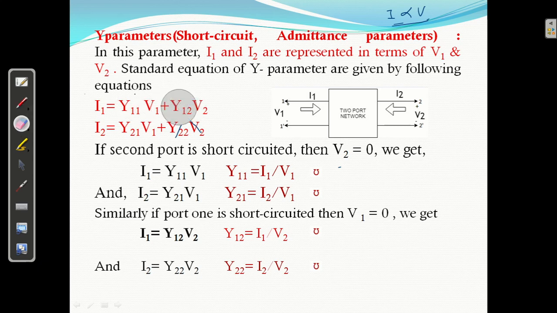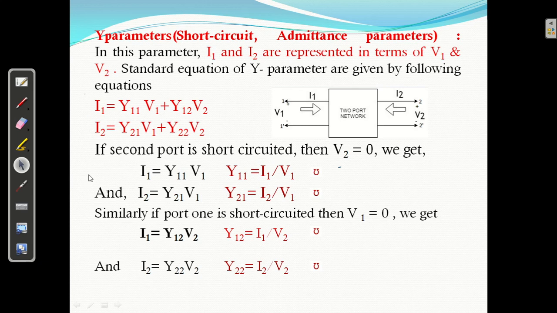If port 1 is shorted, V1 will become 0, meaning this term will become 0. It will not remain. So Y12 equals I1 by V2, mho. And Y22 equals I2 by V2, mho. So this is the way of finding the parameters. But remember, in case of Z parameter, V is a function of I. In case of Y parameter, I is a function of V. Clear?